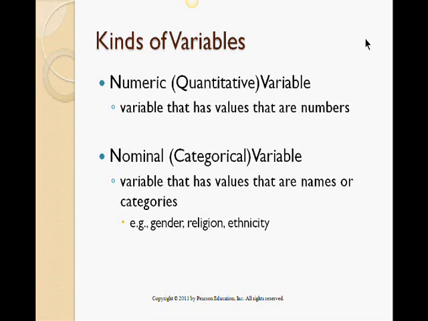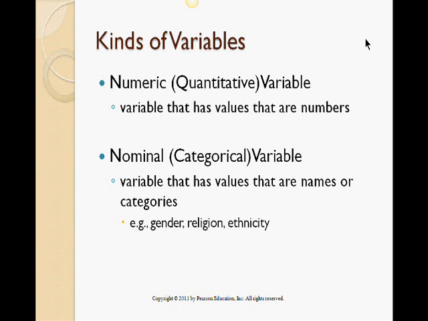So some examples would be your age, the balance in your checking account, your score on our first exam. All of those are numeric variables. Now, nominal variables are categorical. They're just categories or names. And those would include things like gender, religion, ethnicity, your favorite color. So all they are is just categories or names.